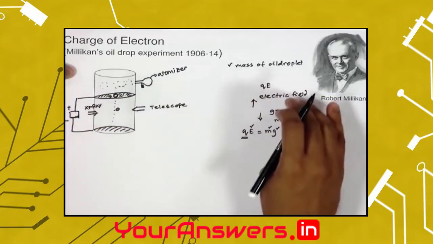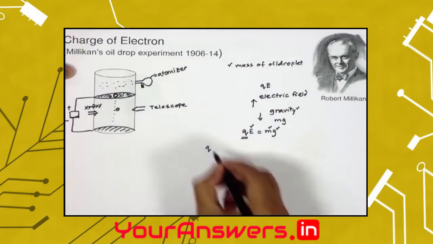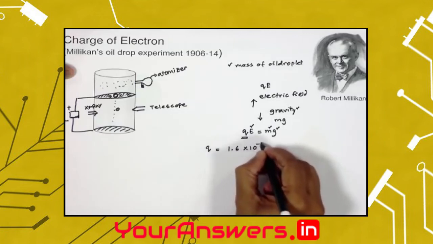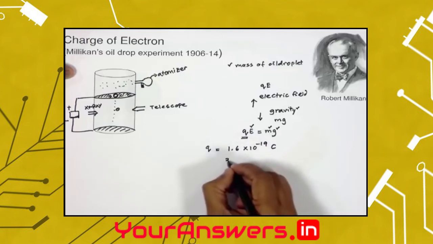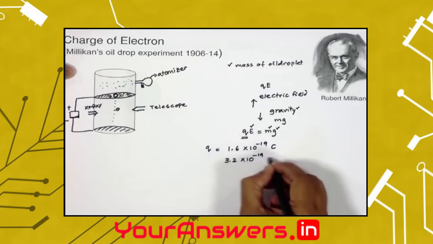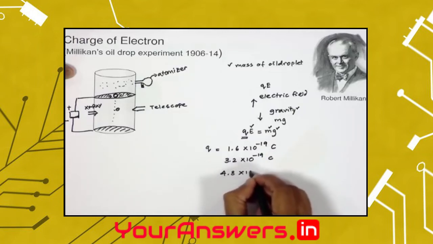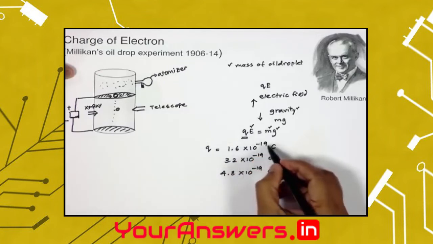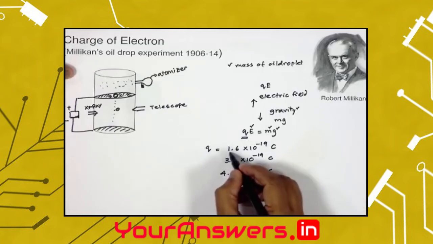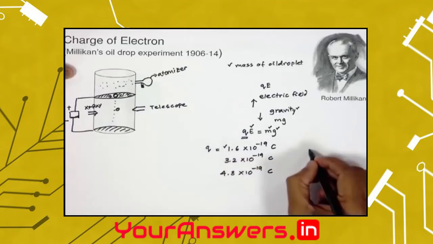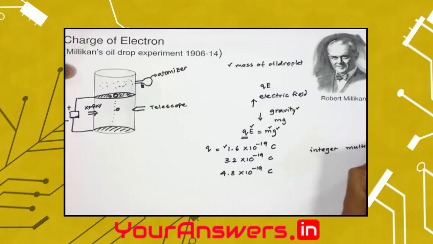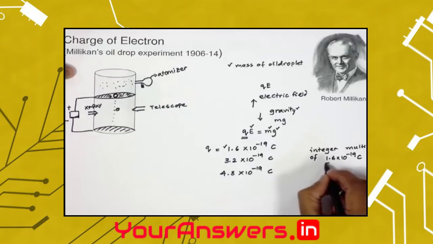So, he tried out different values of electric field, and he saw that he was getting some interesting values for the charge. Sometimes he was getting 1.6 into 10 to the power minus 19 coulomb, sometimes he was getting 3.2 into 10 to the power minus 19 coulomb, sometimes he was getting 4.8 into 10 to the power minus 19 coulomb, and so on and so forth. If you look carefully at these numbers, you see that all these numbers are integer multiples of this value. So, what he was getting was charge as an integer multiple of 1.6 into 10 to the power minus 19 coulomb.